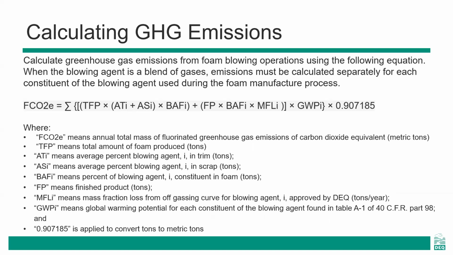Calculate greenhouse gas emissions from foam blowing operations using the provided equation from Oregon Administrative Rule 340-215-105-6. When using a blend of gases, calculate emissions separately for each constituent. The equation converts pounds to metric tons and incorporates the global warming potential for each fluorinated greenhouse gas.